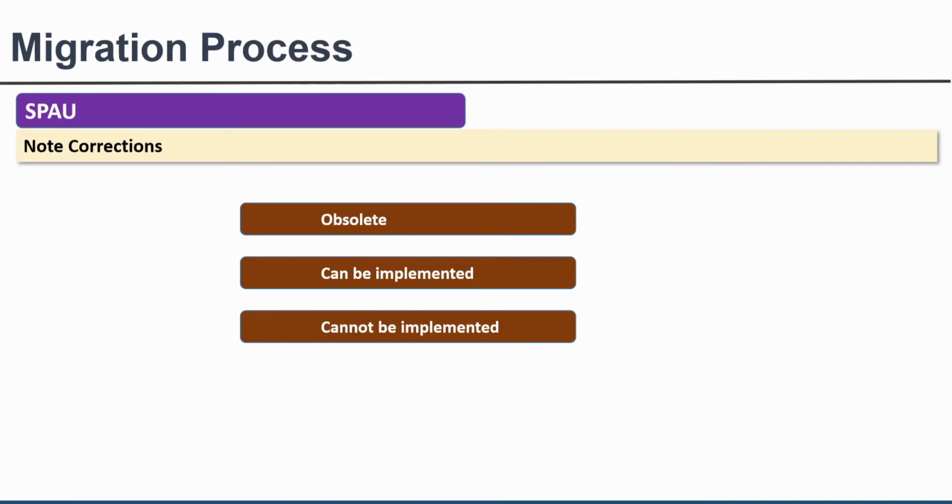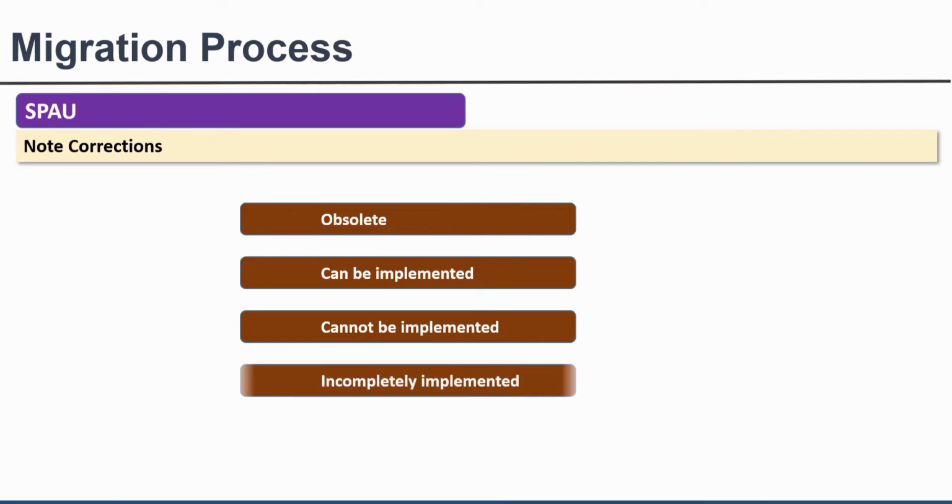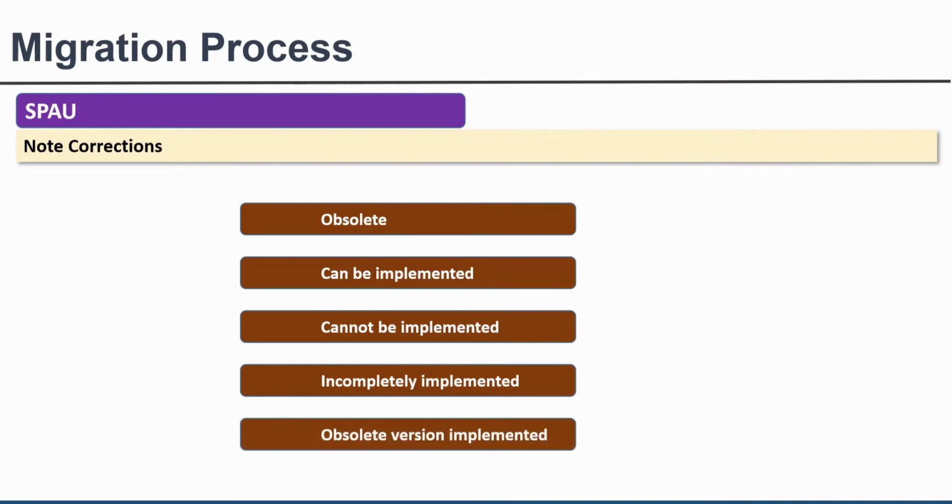Cannot be implemented. These are not meant for the present release. Incompletely implemented, which means the previous note is implemented incompletely, so you need to complete the same. Obsolete version implemented. They have a newer version in the marketplace or a higher version of the support package is implemented already.